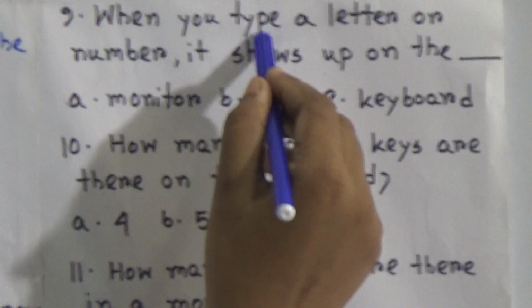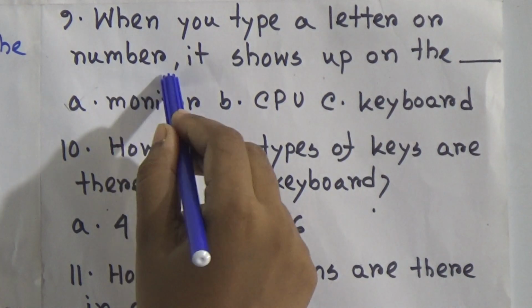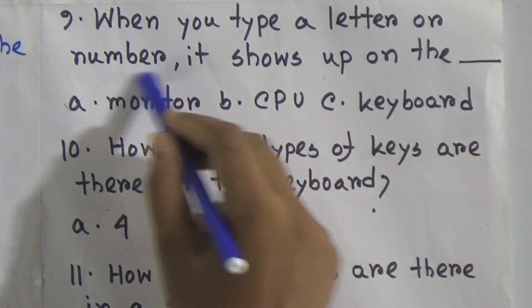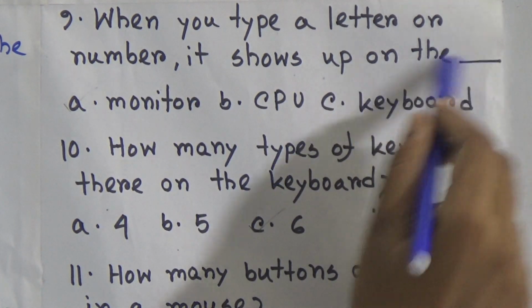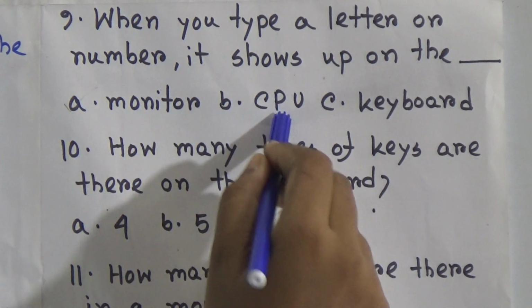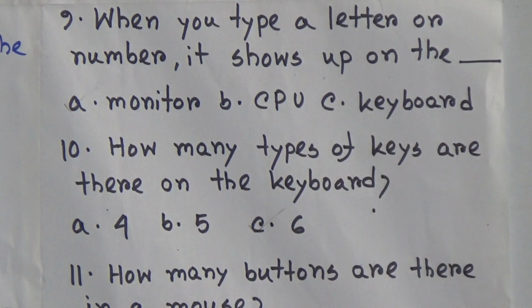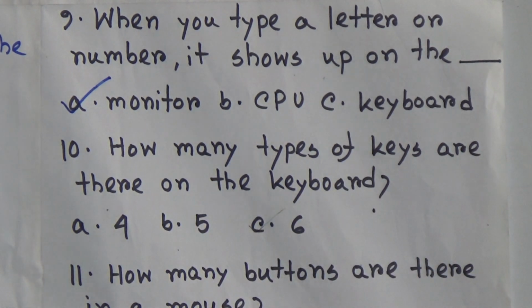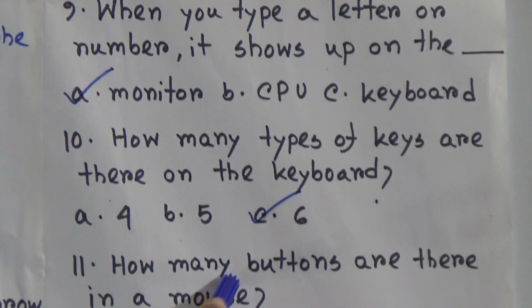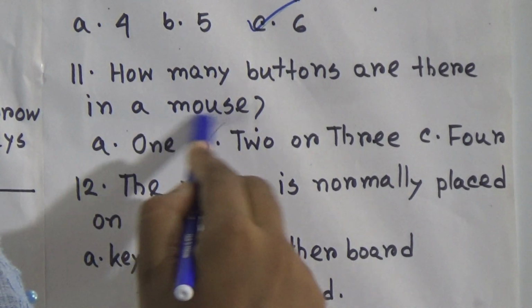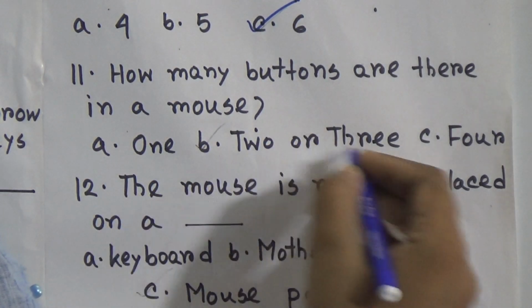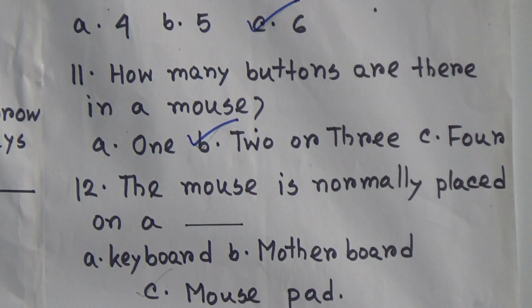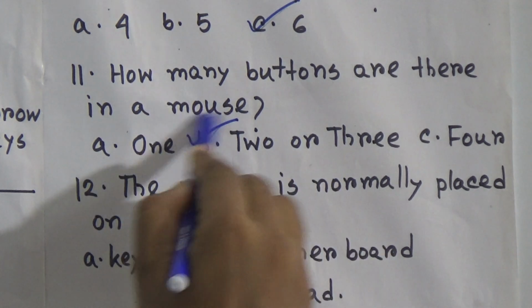Number 9. When you type a letter or number, it shows up on the what? Normally we see everything in the monitor. The options are monitor, CPU or keyboard. C. So the answer will be monitor. Number 10. How many types of keys are there on the keyboard? On the keyboard you can find 6 kinds of keys. Number 11, how many buttons are there in a mouse? 2 or 3 buttons you can find in the mouse.